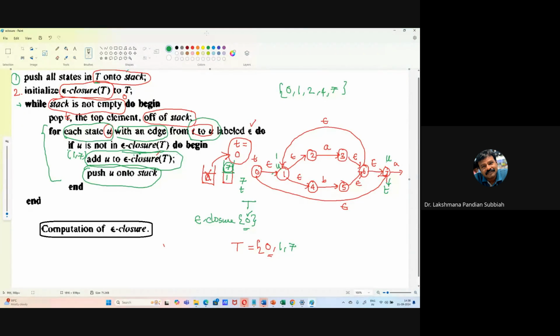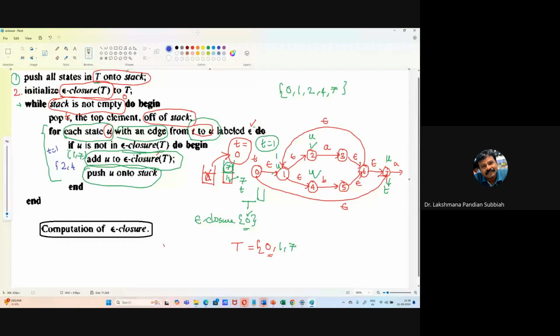You have to pop the next element. The top of the stack is currently 1, so you pop 1. Now T equals 1, and the stack is empty. From 1, the epsilon edges go to 2 and 4. So this is U: currently U is 2 and 4. T is 1 and U is 2 and 4.